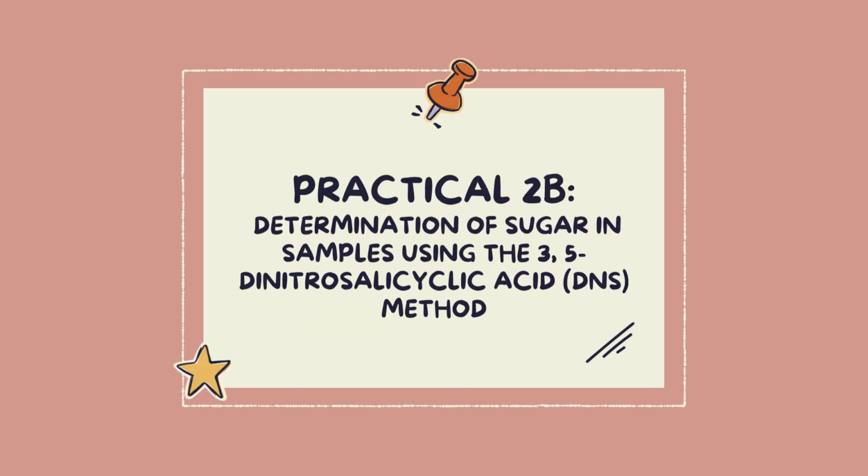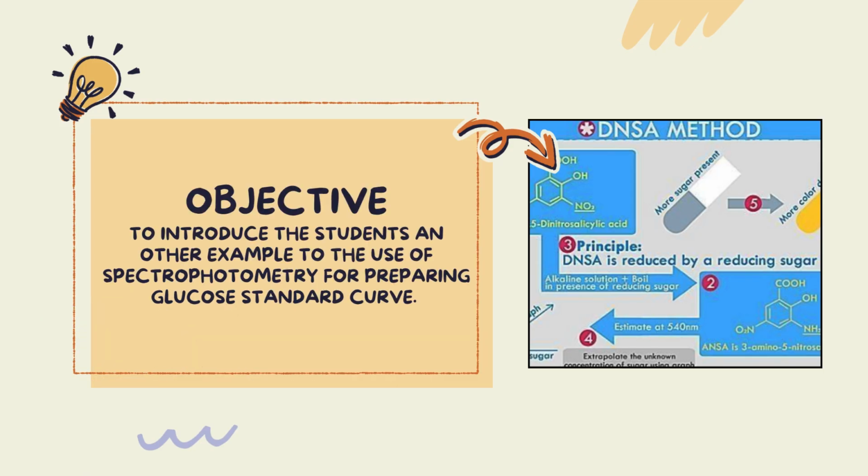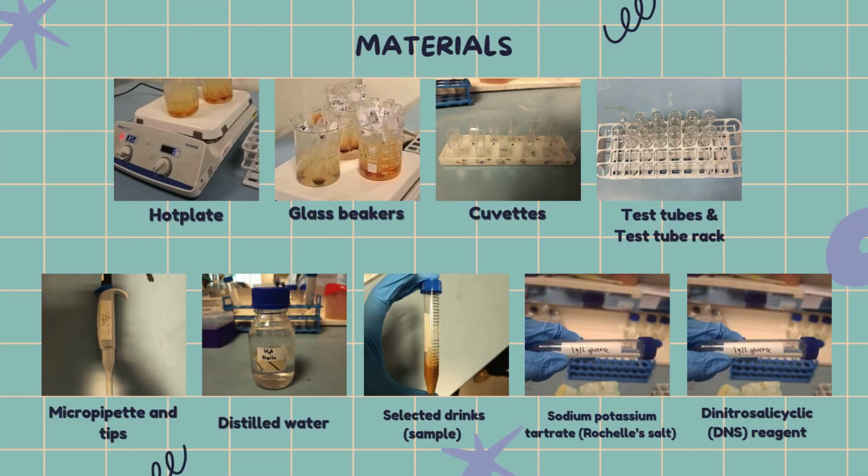Practical 2B, the determination of sugar in sample using the 3,5 DNS method. The objective of this experiment is to introduce the student to another example of the use of spectrophotometry for preparing a glucose standard curve. These are the materials used in the experiment.